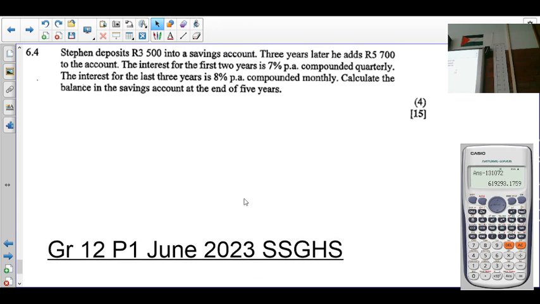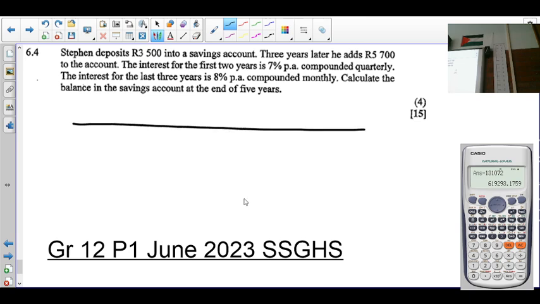In 6.4, we are told that Stephen deposits 3,500 into a savings account. 3 years later, he adds 5,700. The interest for the first 2 years is given. So of course, a timeline would be the better option here. Stephen deposits 3,500 Rand at T0. 3 years later, so it takes you to T3, he adds 5,700 Rand to the account.